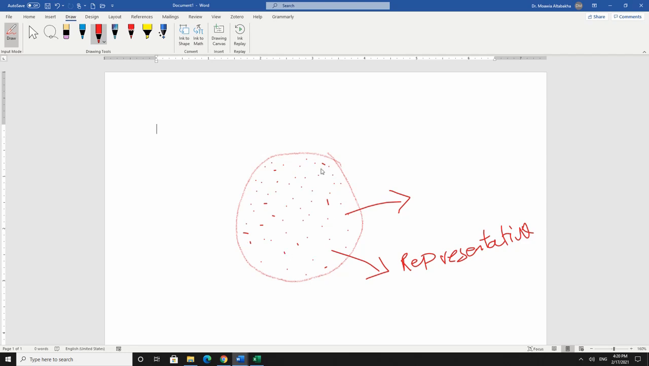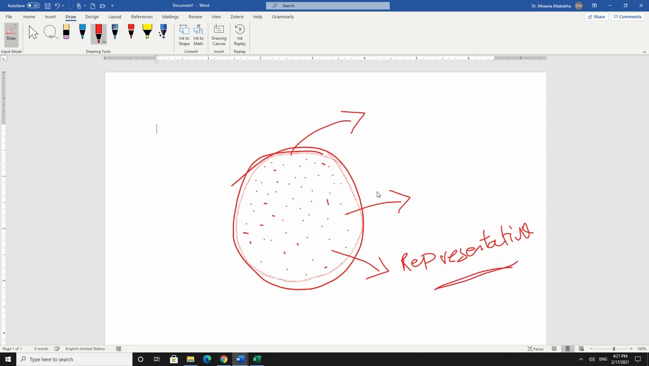The more you take, the closer you are to the value for the whole population. If you take the whole population, you will get accurate results. Your results will be the true results. This is the result of the whole population. But if you take a sample, it has to be representative. One surely will not be representative.